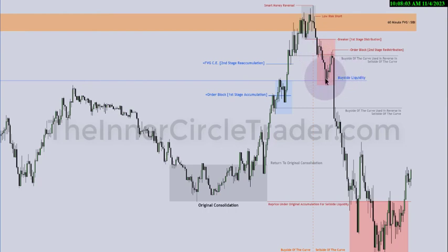Support resistance folks are going to see that as what? Remember that relative equal high that was a little bit higher than this one to the left? They're going to see that as a break of resistance turn support. That stuff does not work. Okay? It does not work.